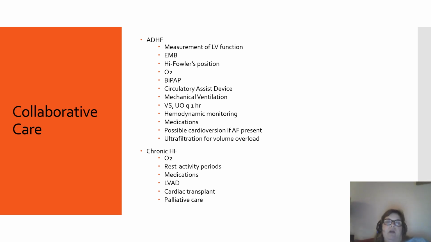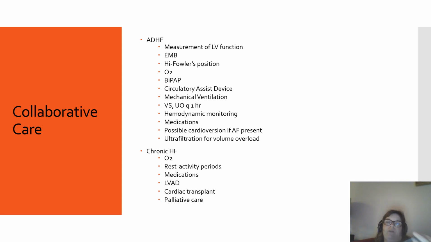Collaborative care in acute decompensated heart failure, we want to measure the LV function, and so we may have to put in a pulmonary artery catheter for that. High Fowler's position, oxygen, BiPAP, circulatory assist device is a possibility. They may need to be mechanically ventilated.